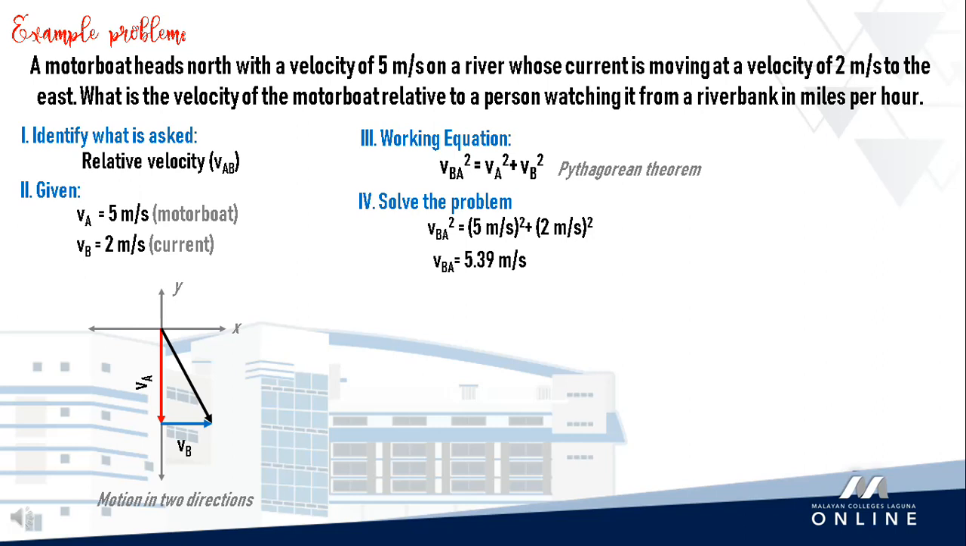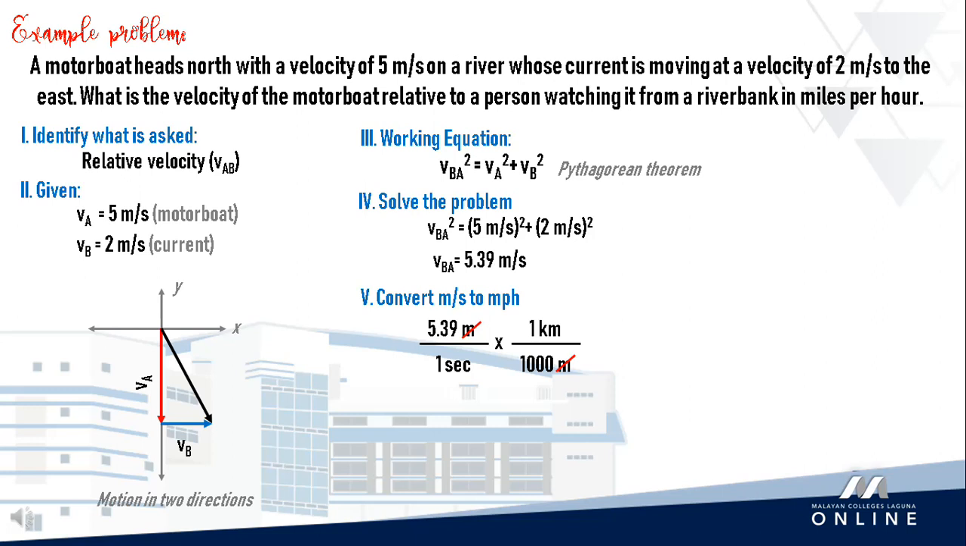Now, the question asks us to solve this in miles per hour. So, let us have a dimensional analysis here. 5.39 meters per second multiplied by, let us focus first on converting meters to miles. So we will multiply this by the conversion factor, 1 kilometer over 1,000 meters. We learned in our module 1 that the same unit must be found in both numerator and denominator, so we can cancel them, and only the unit in the numerator will be left.